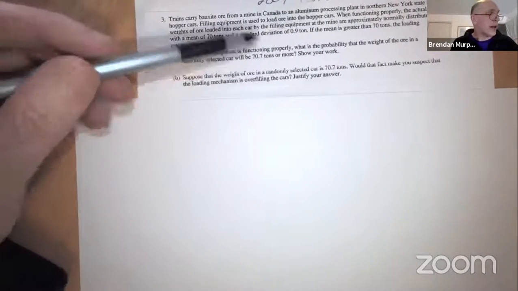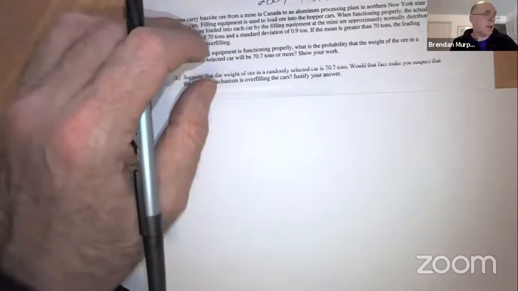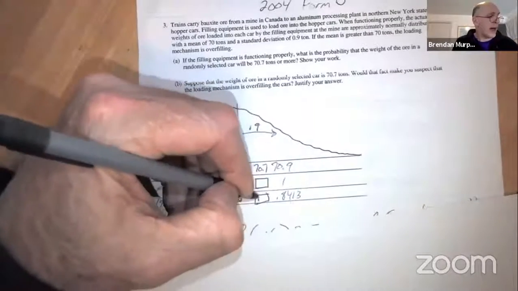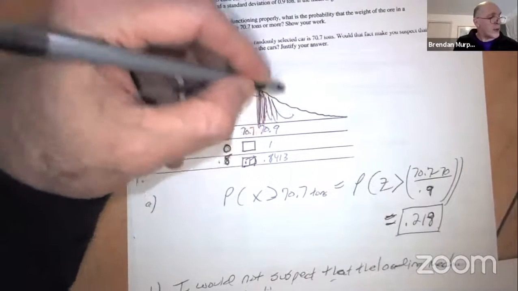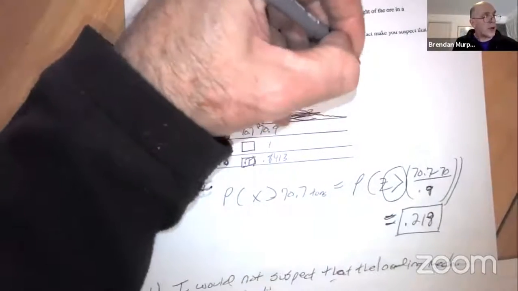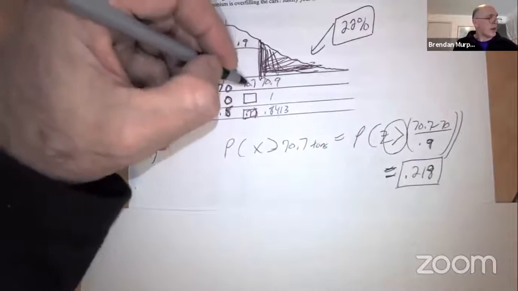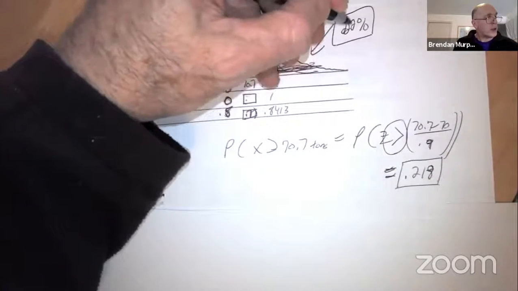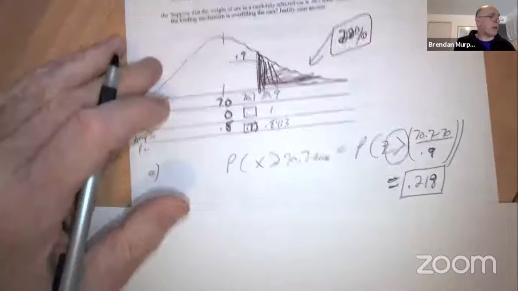Suppose the weight of ore in a randomly selected car is 70.7 tons. So we know that's going to happen fairly often, right? About 77% of the time. Shading above that is going to happen. That's my 0.218. That's the probability that I was greater than that. So that's around 22%. I don't think it's that rare, right? Again, I don't think it's all that rare. And I think that's what they're asking for in Part B.